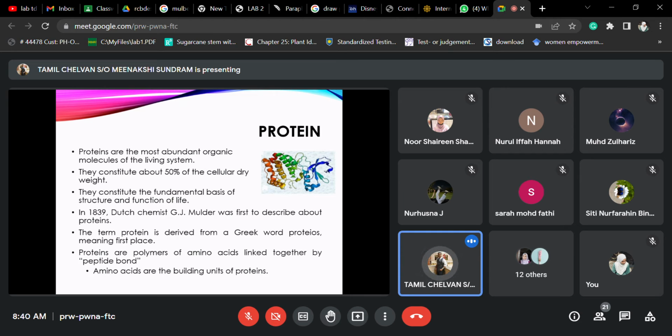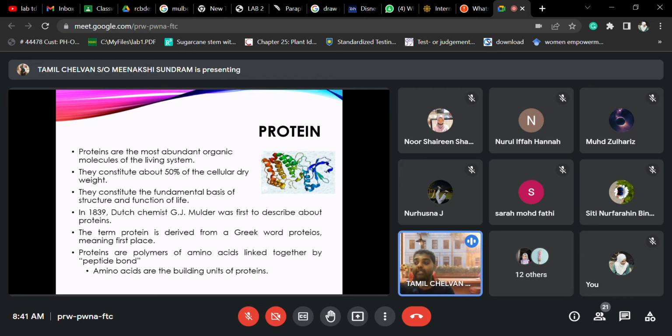Okay. Protein. Proteins are the most abundant organic molecules of the living system. In a living system, among the collective organic molecules, that's the most abundant. They constitute about 50% of the cellular dry weight. These are all general things. They constitute the fundamental basis of structure and function of life. In 1839, Dutch chemist G.J. Mulder was first to describe proteins. Ada lama dah, 1839. Mungkin moyang pun tak, moyang kita pun tak wujud lagi. Okay, the term protein is derived from a Greek word proteos, meaning first place.